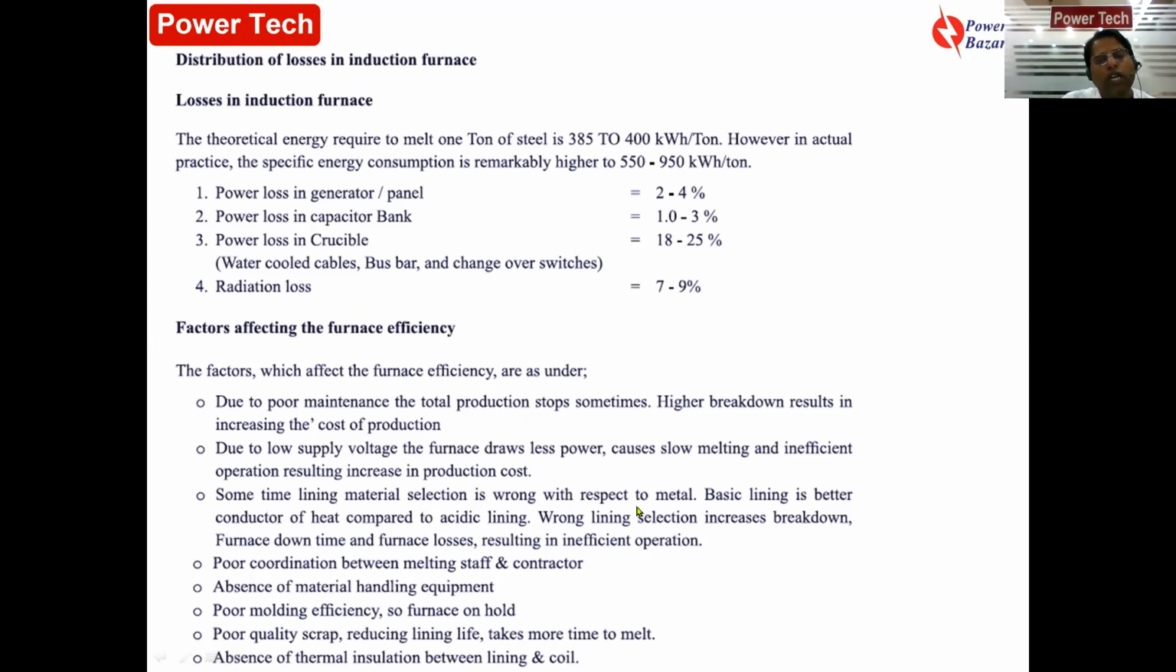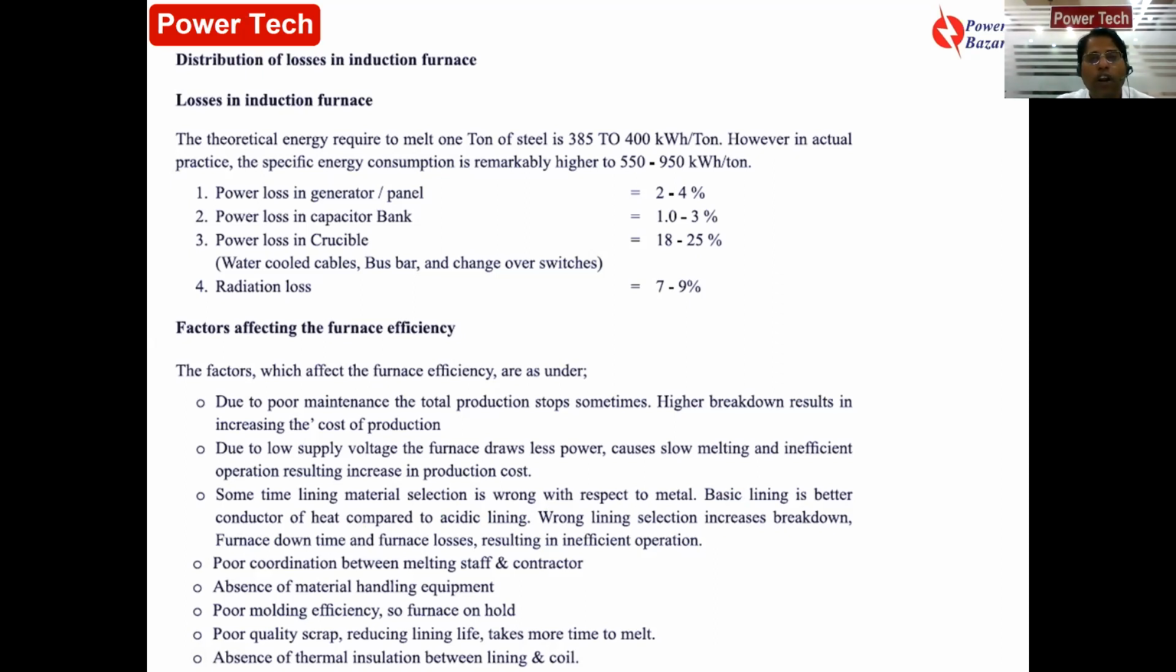There are two types of refractories. One is basic refractories, another is acidic lining. Now, basic lining is the better conductor of heat as compared to acidic lining. So what do we have to put in the furnace, basic or acidic? No, we have to put acidic lining in the furnace, because these are bad conductors of heat.